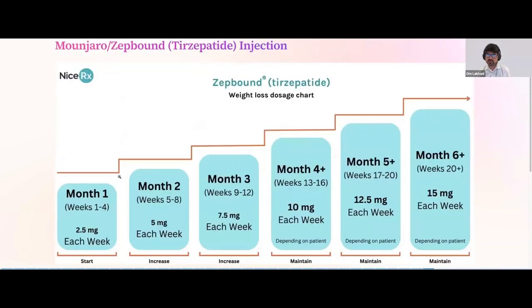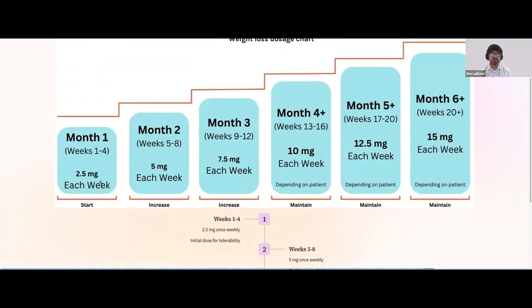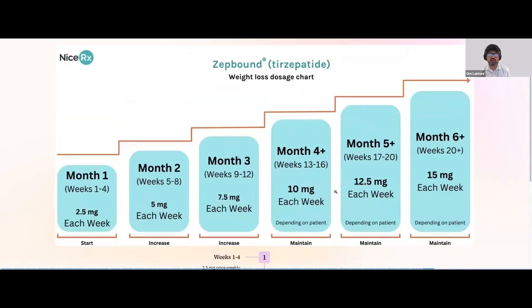But as of now, Mounjaro is also a once a week injection. Everything is similar. The only thing is it's currently available in vial form, so you have to inject it with an insulin syringe. That's how you have to inject it. So you start with 2.5 milligram, then 5, 7.5 and so on, right? So that's the process that you follow for this.